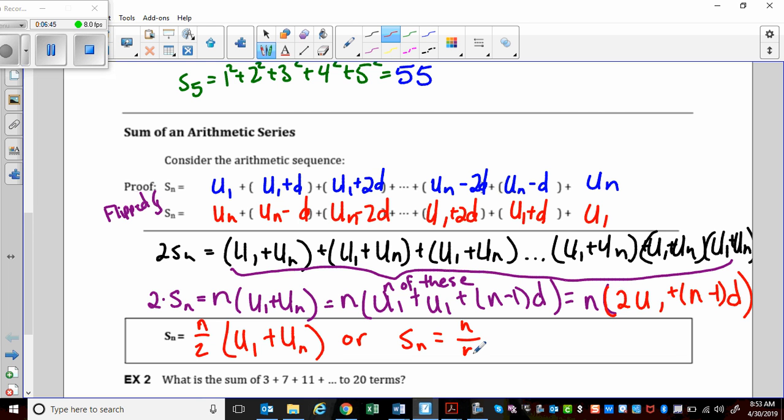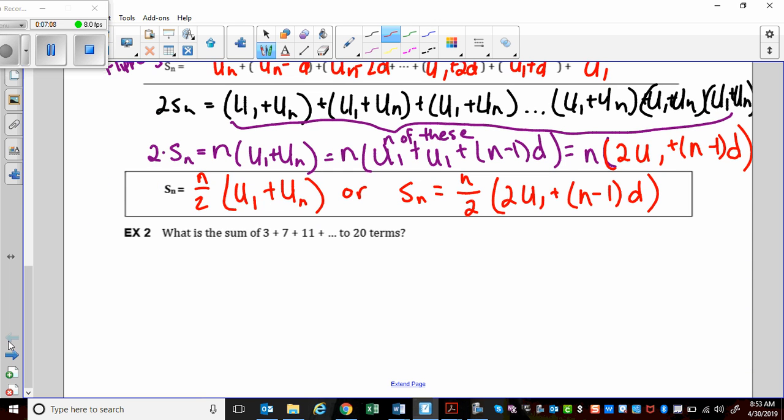Or we have s sub n equals n over 2 times 2u sub 1 plus n minus 1 times d. So these are the two formulas that we can use. Now these are very important, so write them down somewhere where you can have like a little cheat sheet.